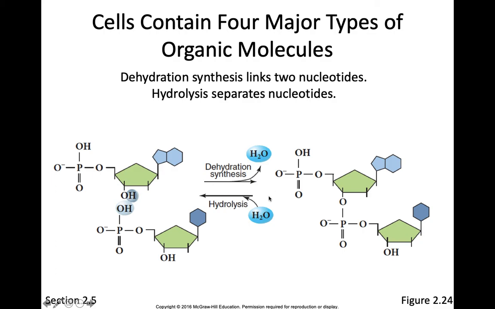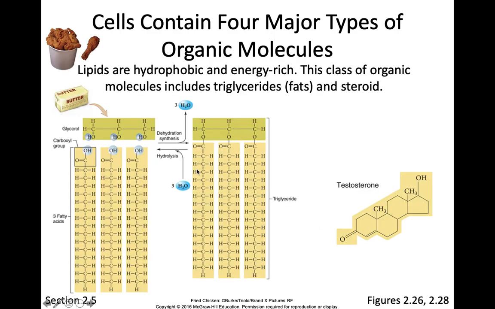Dehydration synthesis and hydrolysis, the exact same concept, allows these different types of phosphate groups to bond to one another. So the phosphate group will bond to a carbon on the adjacent nucleotide, and this is what allows the nucleotides to bond together to form a DNA double helix or an RNA single helix, our nucleic acids.